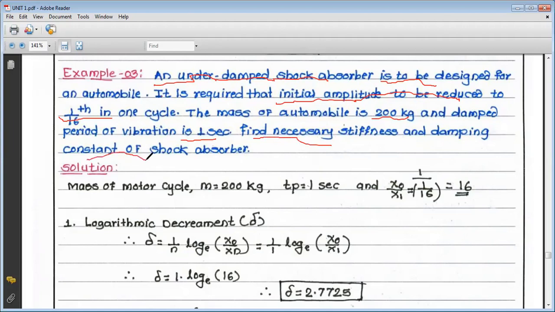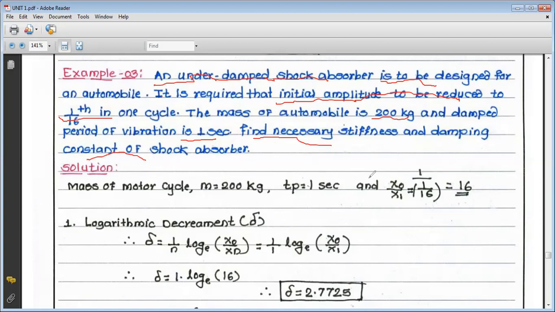Generally this type of problem is asked in exam up to 6 marks. So what is the problem? It is a problem based on logarithmic decrement, because it is an underdamped system. An underdamped system shock absorber is to be designed for an automobile. It is required that the initial amplitude be reduced by 1/16th in one cycle.